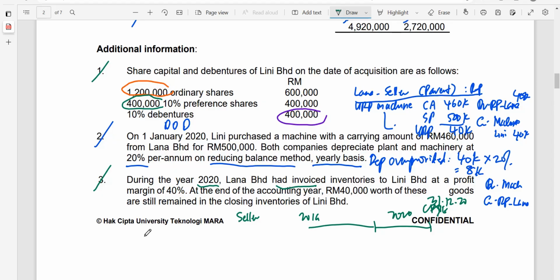The seller here is Lana again, which is the parent company holding. Lana invoiced goods to Lini at a profit of 40%. 40,000 worth of these goods are still remaining in the closing inventory. So number one, after you have done this, you need to go and find out what is the unsold inventory or closing inventory that is still remaining with the buyer.